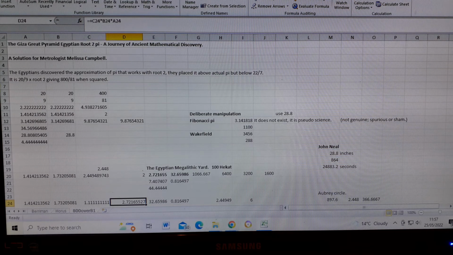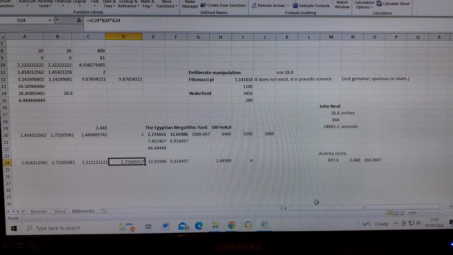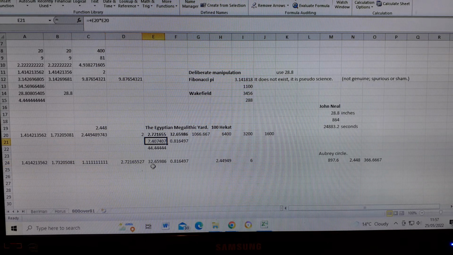Now the Egyptian megalithic yard is meant to be squared. When we square it in feet, we get 7.407407 recurring, and we multiply that by 6, we get this number here, multiplied by 10. So that is 400/9, automatically produced. When we change the megalithic yard into inches and square that, we get 1066.667. Multiply that by 6, we get 100 hecat. The whole calculation is hanging on this number here.